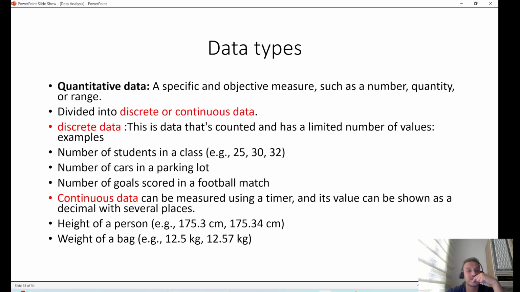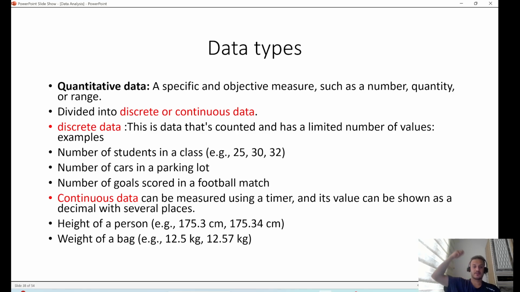And then you have to understand what data types we have. We have quantitative and qualitative. Quantitative is numbers, and we have two types: discrete and continuous. Discrete is data that is counted and has a limited number of values, like the number of students in the class, the number of cars, or the number of goals scored in a football match. This is discrete data.